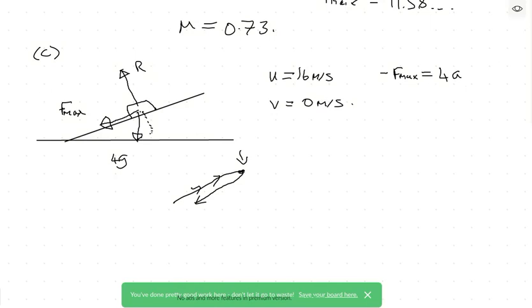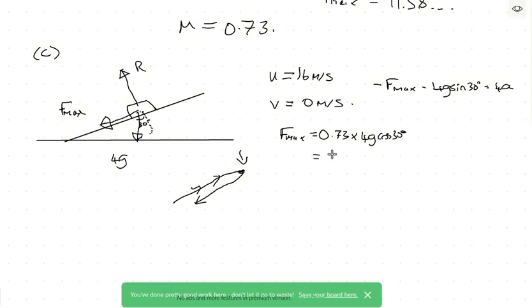Oh, hang on, I've forgotten about the 4G as well. Sorry, there we go. I'm messing it up myself, this question. Always happens. Okay, we can say that minus F max minus 4G, oh, I haven't put the 30 in there, sine 30, equals 4a, which means I really need to work out what F max is. Well, F max is mu, which I've already worked out, times R, which is going to be 4G cos 30. Notice that's changed. That's not the same R as before.